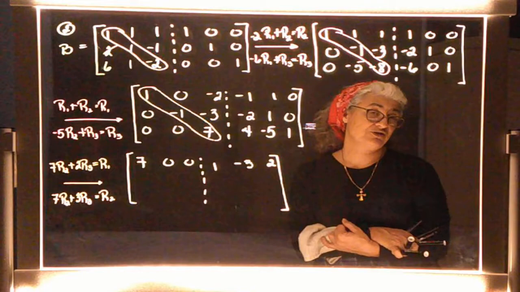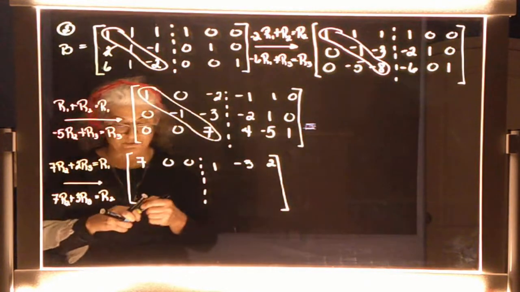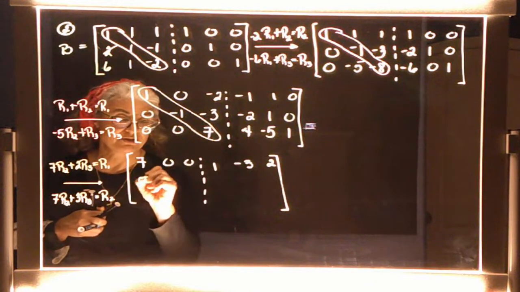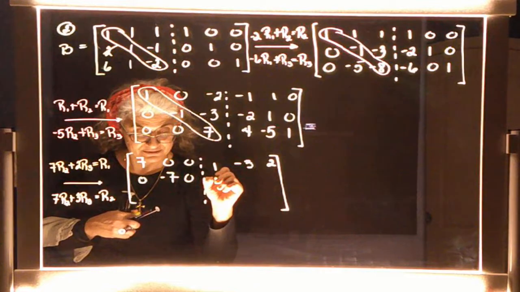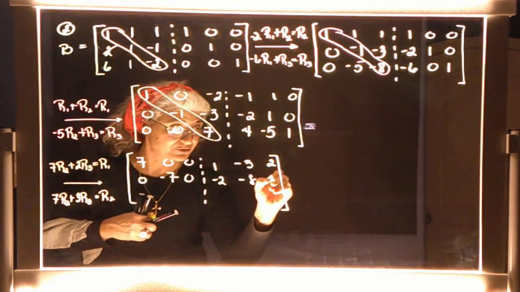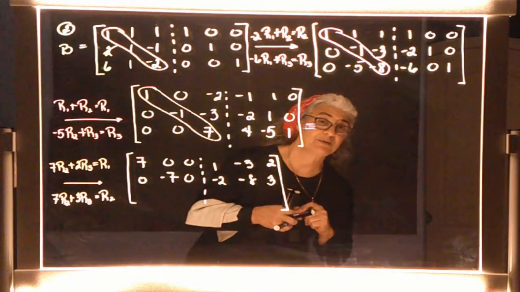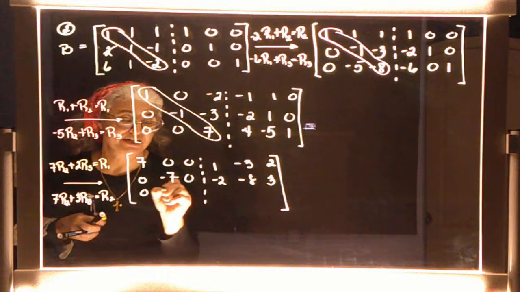All right, you must be back because you started the video again. So here's what I got for the second row. Again, hopefully we're in agreement. I got 0, negative 7, 0, negative 2, negative 8, and 3. Did you get the same numbers? Cool. And then I need to write the third row down.